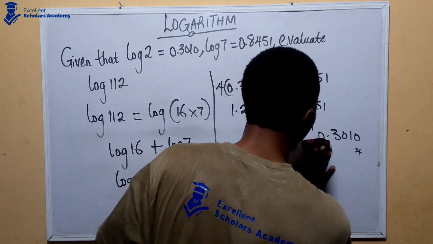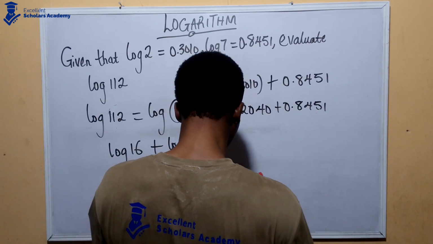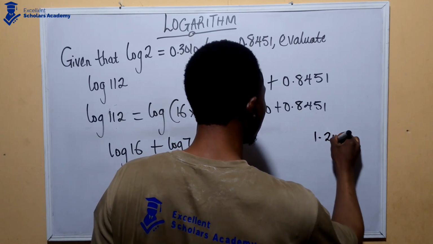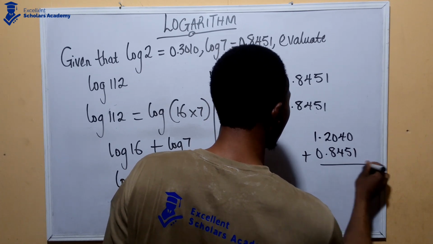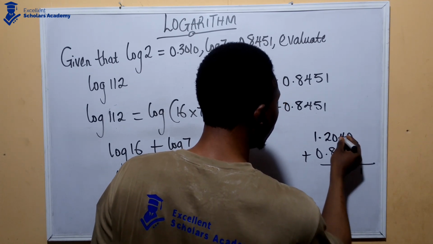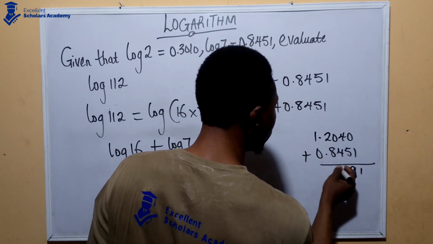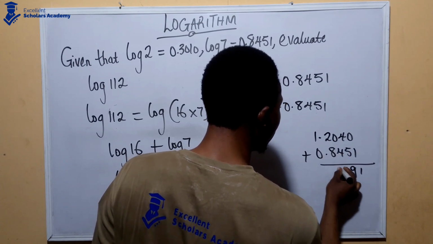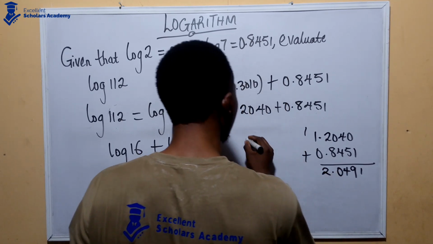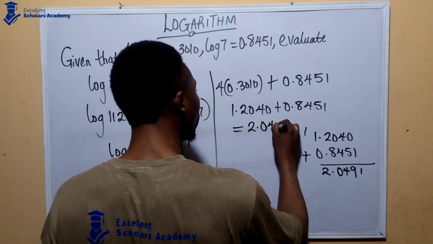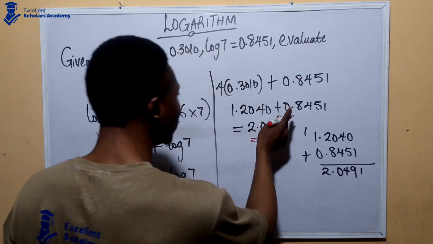Now let's add this together. We have 1.2040 plus 0.8451. 0 plus 1 gives us 1. 4 plus 5 gives us 9. 0 plus 4 gives us 4. 8 plus 2 gives us 10, we write 0 and carry 1. 1 plus 1 gives us 2 plus 0, that gives us 2. So this gives us 2.0491, and this is going to be our answer.